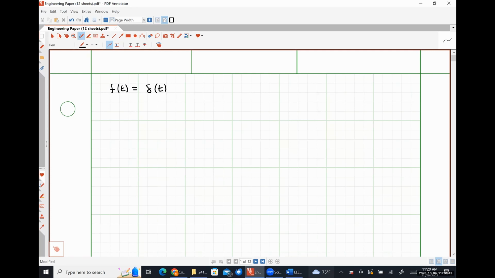The Dirac delta function is the derivative of the unit step function, right? So I'm going to say that g of t is my unit step function, and therefore f of t represents the integral of g of t dt. Anybody have a problem with that?